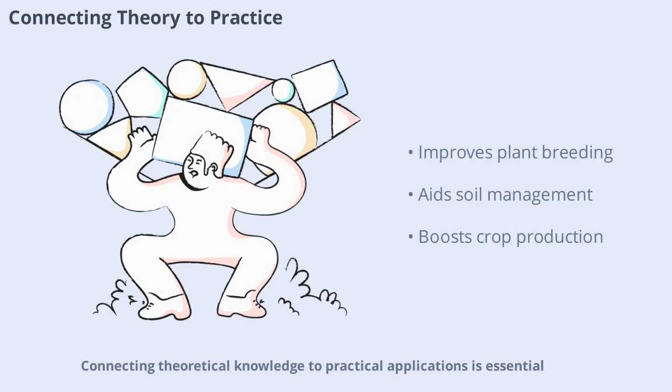Connecting theoretical knowledge to practical applications is essential. By applying what we know about root apex theories, we can improve plant breeding, soil management, and crop production. This integration of theory and practice is key to advancing both science and agriculture, ensuring food security for future generations.